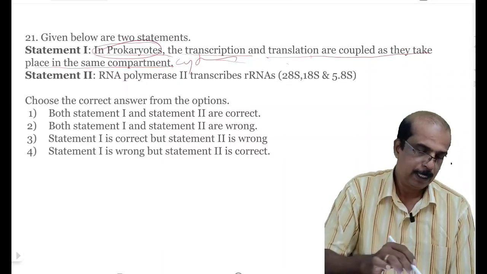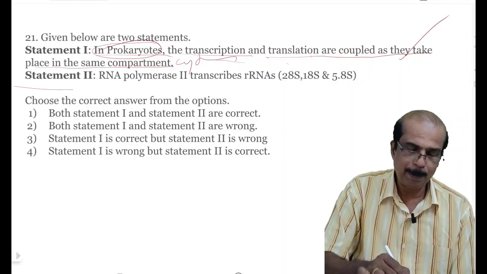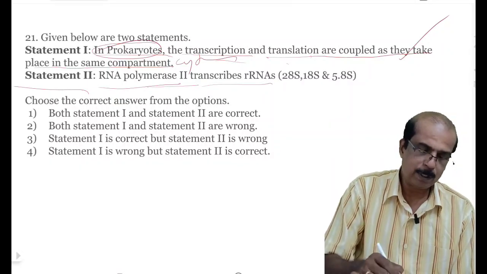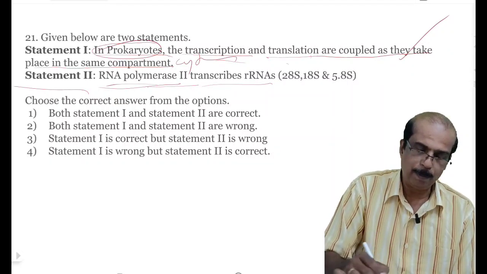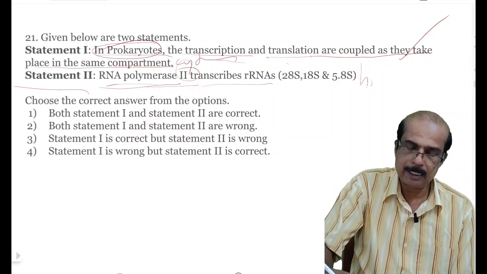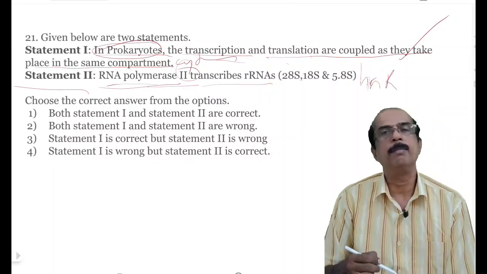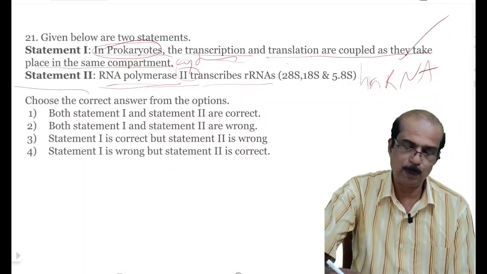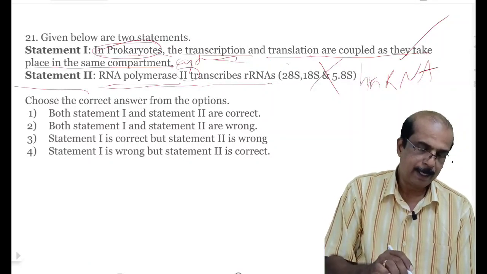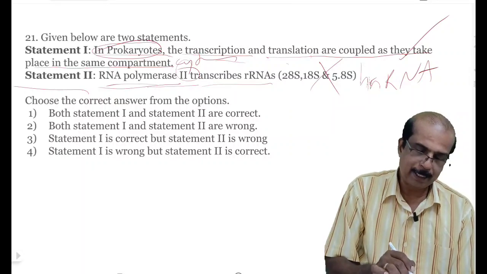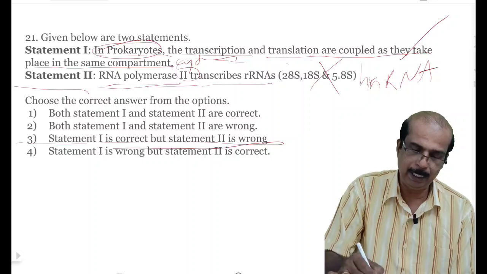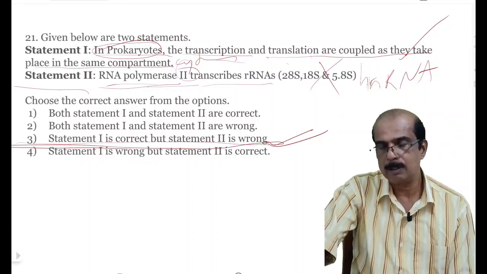Statement 1 is correct. Statement 2: RNA polymerase 2 transcribes rRNAs. In eukaryotes, RNA polymerase 2 transcribes hnRNA or primary mRNA. So statement 2 is wrong. Statement 1 is correct, but statement 2 is wrong. That means option 3 will be our answer to this question.